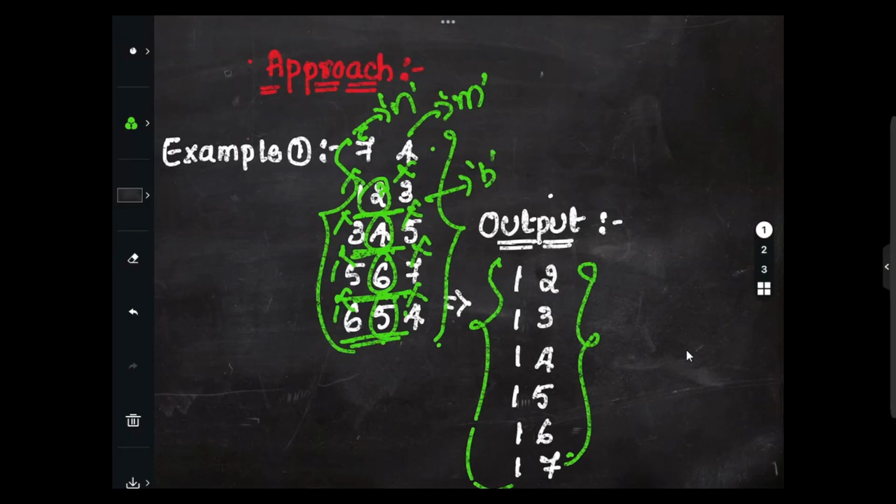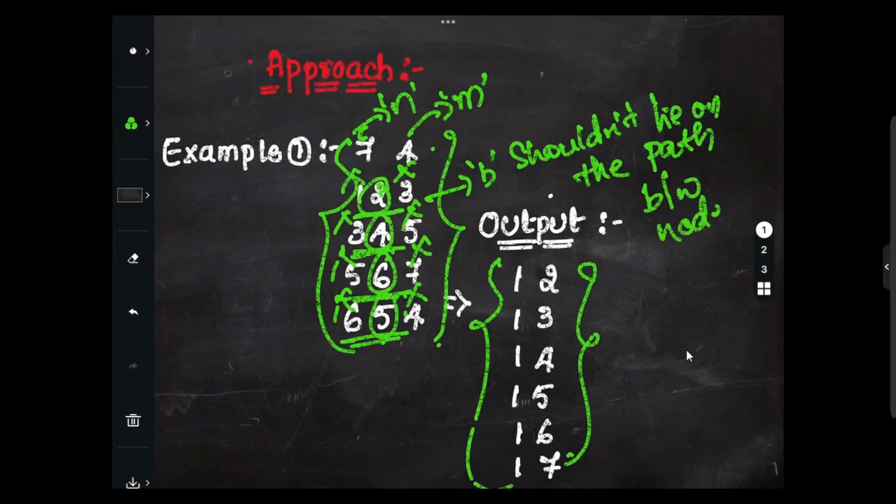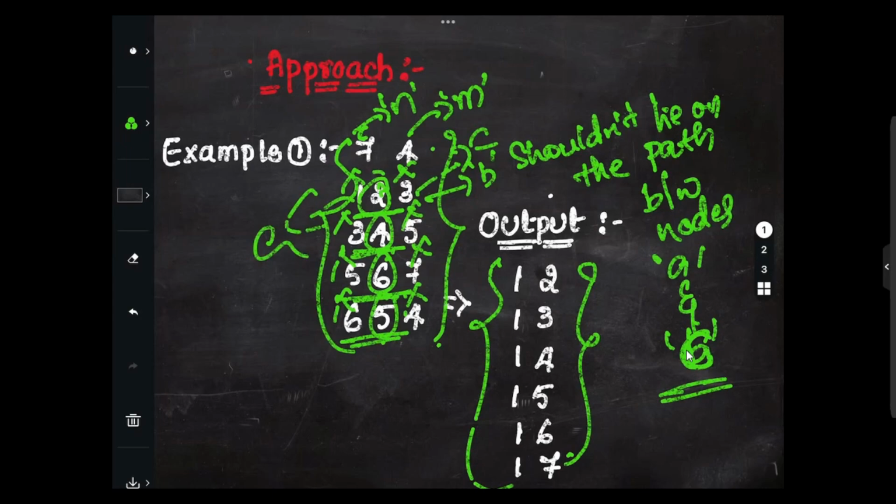According to the question, B shouldn't lie on the path between nodes A and C. Sorry, I got confused here. So here this one is A, this one is C, and the middle one is B. B shouldn't lie on the path between nodes A and C. That is what we need to return. We need to construct a valid tree with n minus 1 edges satisfying all such restrictions, right? So this is the output that we need to get here.